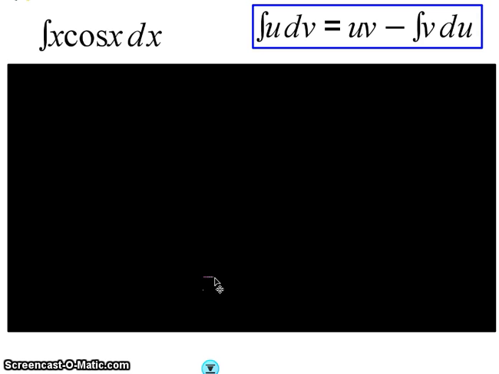Here's another example. Again, we have an algebraic function x multiplied by a trigonometric function cosine x. So we have to fit it in this form, u dv. So that means we have to select. Now, if you remember our guidelines of what we're going to pick, you might think right now, what is going to be our u? What is going to be our dv?